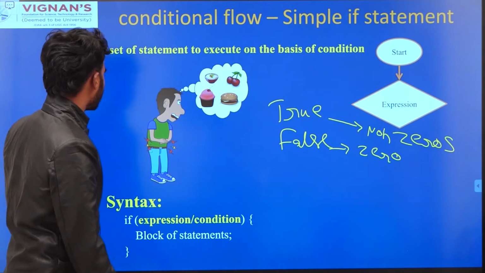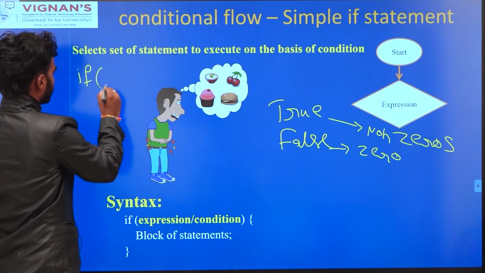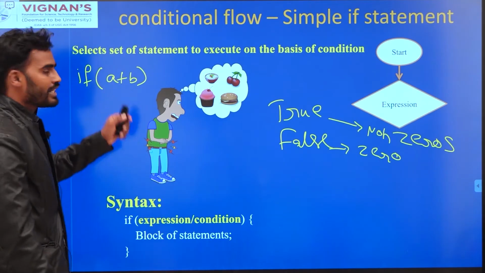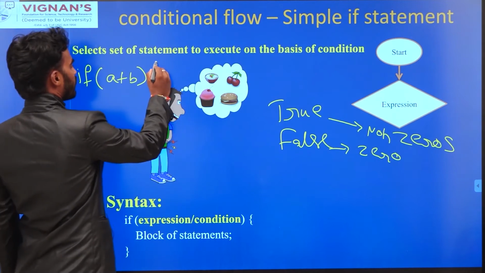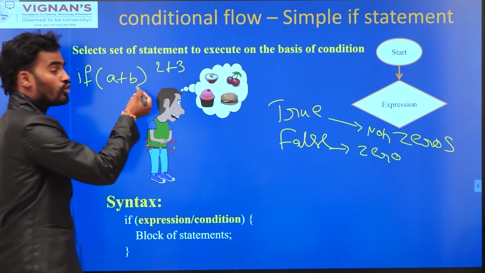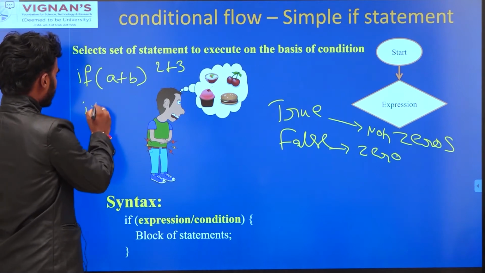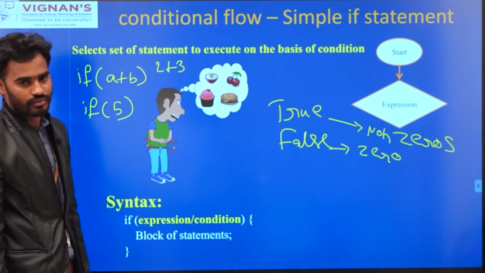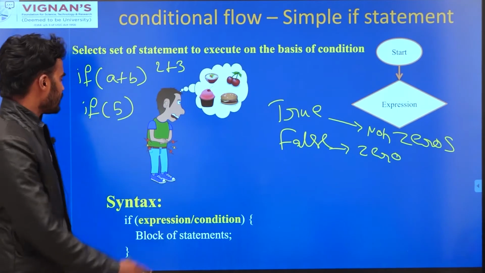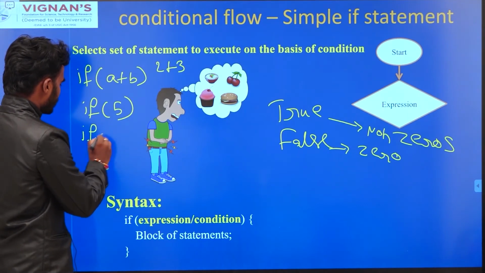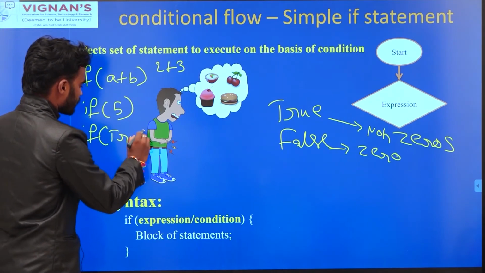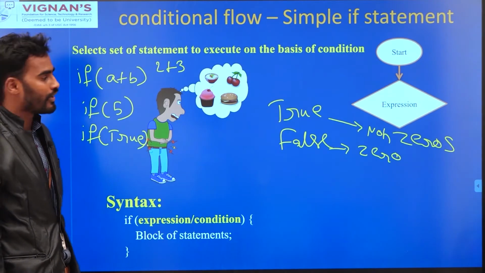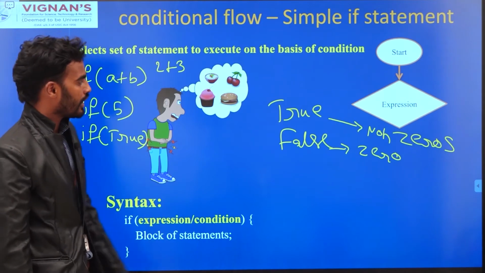Let's take an example. If A plus B, so A plus B is an expression. Assume that the value of A is 2 and the value of B is 3, and 2 plus 3 becomes 5. So this statement will become if 5. Is this 5 non-zero or 0? It is non-zero. So the compiler will convert this statement to if true. This is how the compiler evaluates expressions: it takes an expression and evaluates it to either true or false.